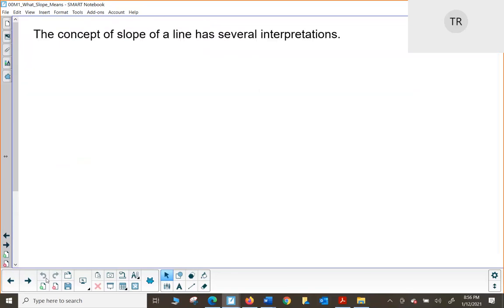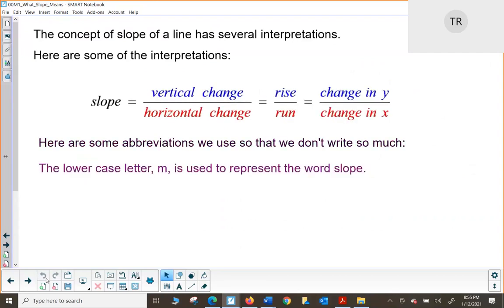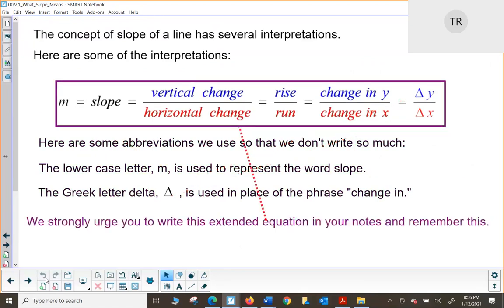Several interpretations. Vertical change divided by horizontal change, rise over run, change in y over change in x. Sometimes we use abbreviations like the lowercase letter m. We also like to use the Greek letter delta for change in. I mean, there's all this stuff here that just could be overwhelming, okay? But I tell them, write this extended equation in your notes. Remember this. Please get this idea right here. This is a big deal. Pause is needed, resume when ready.